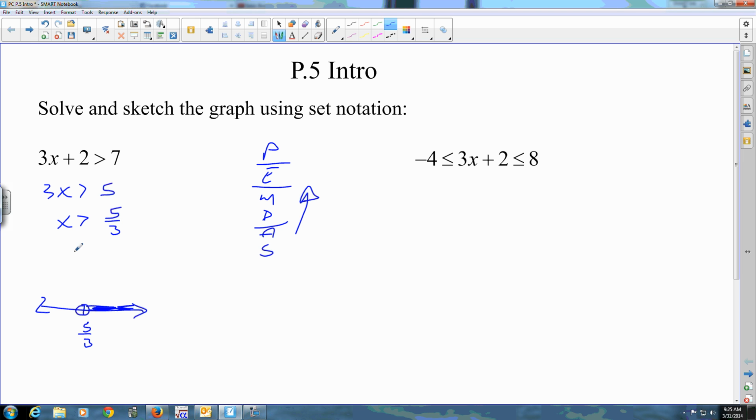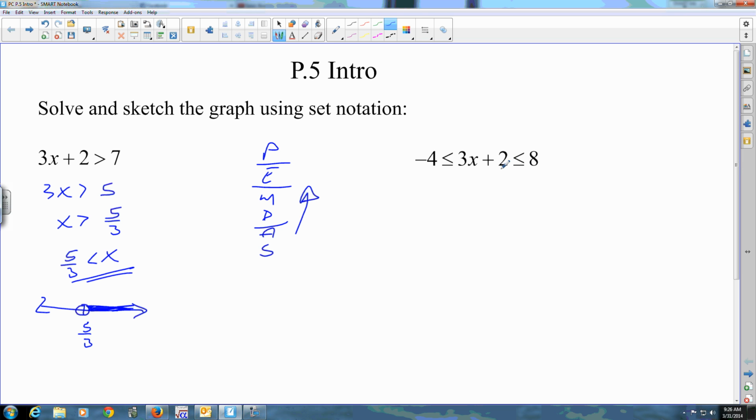If it was written 5/3 less than x, remember this is exactly the same thing. Read it from the letter. X is greater than 5/3. So be careful when you're working with inequalities at this level of math that you don't get tricked. Some kids memorize it as: you shade the direction it's pointing, so it's pointing right, you shade right; it's pointing left, so you shade left. Well, no, read from the letter. X is greater than 5/3, so greater than is to the right.